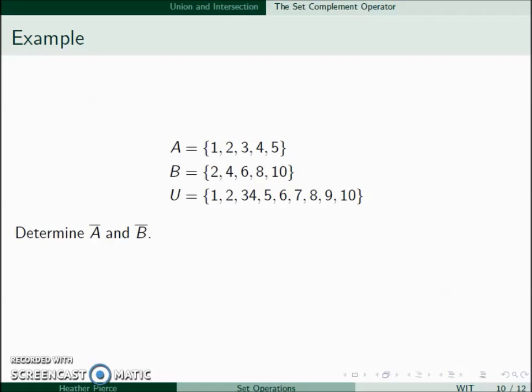So for example, we want to find A bar. We know A is 1, 2, 3, 4, 5. U, our universal set, is everything up to 10. So A bar would be 6, 7, 8, 9, 10. For B bar, we would want the odd numbers since B consists of all of the even numbers.